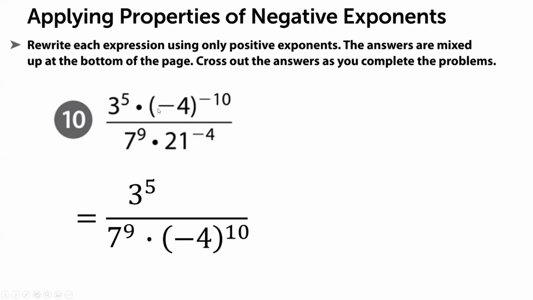And whenever they give you a base with parentheses around it, always keep those parentheses, because if you remove the parentheses, you have a chance of being incorrect. It's better to be safe than sorry. Just always keep those parentheses if they give them to you. And then I also have a 21 to the negative 4th power at the bottom. I'm going to throw that from the bottom to the top. And it's no longer going to be negative 4. It's now going to be positive 4. And this would be the final answer for number 10.